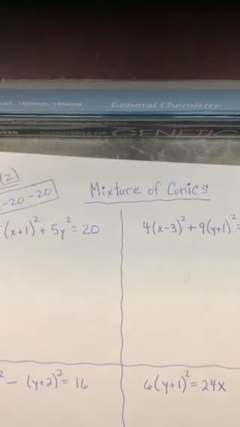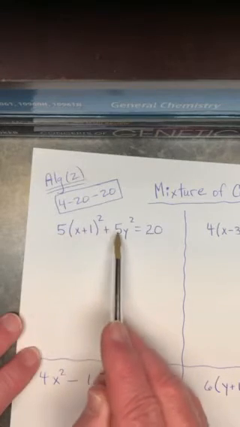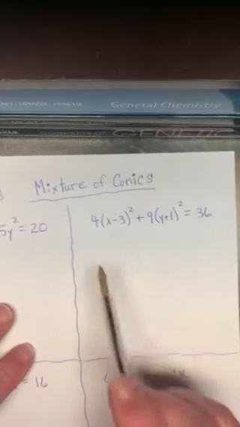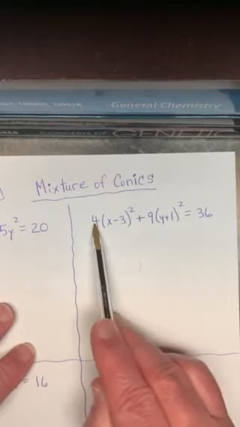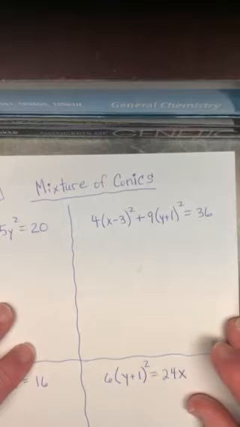But how do you know which one's which? Well, the rule is simple. If the coefficient is the same, it's a circle. If your coefficients are different, it's an ellipse. Okay? So here we go.